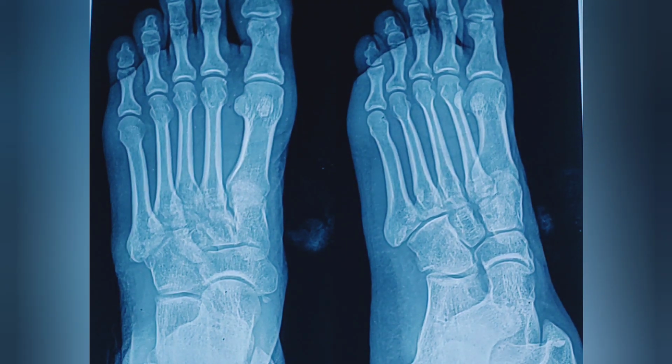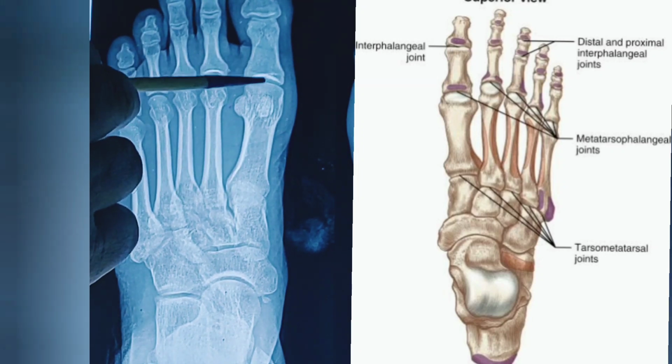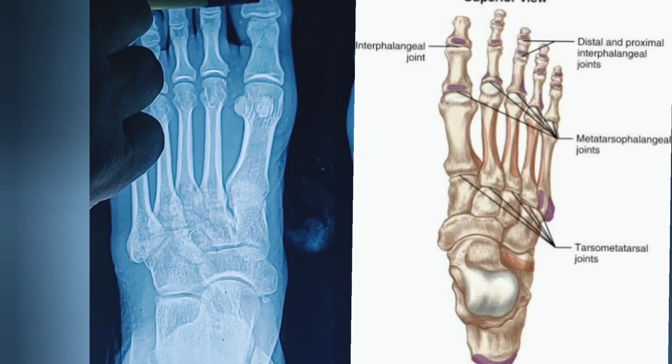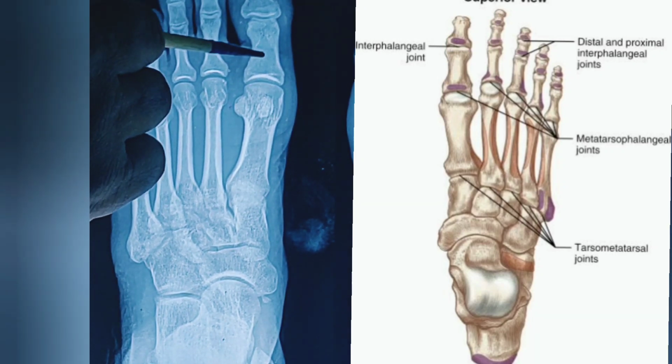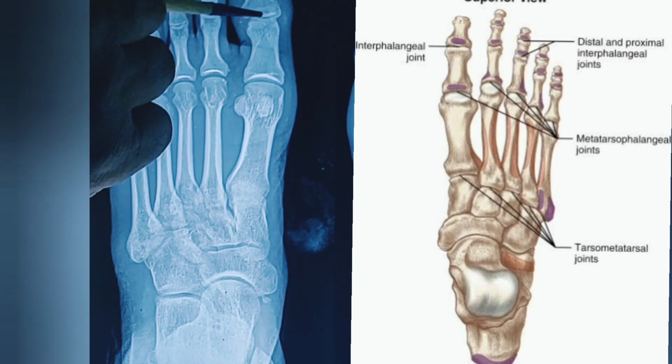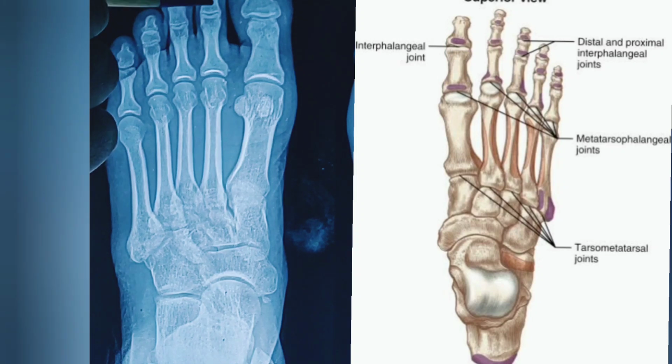So what are the joints here? Joints here are the tarsometatarsal joint, metatarsophalangeal joint, then interphalangeal joint. The interphalangeal joints for the other four toes are proximal and distal, but in the case of the great toe only one interphalangeal joint is there because there are two phalanges. Here, three phalanges, so two joints, proximal and distal interphalangeal joints.